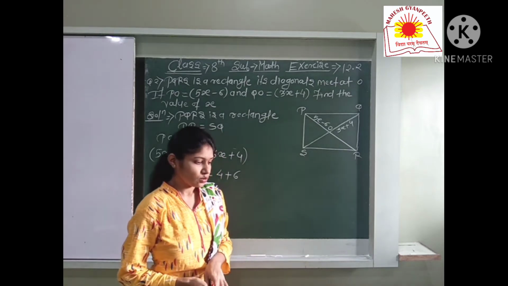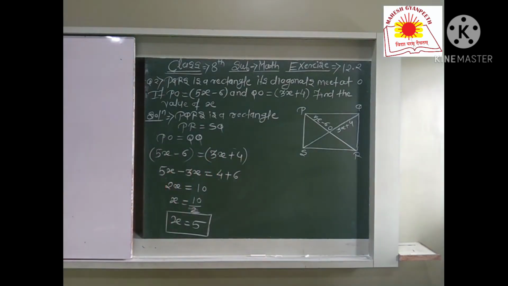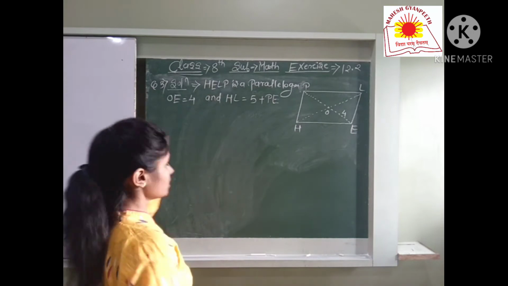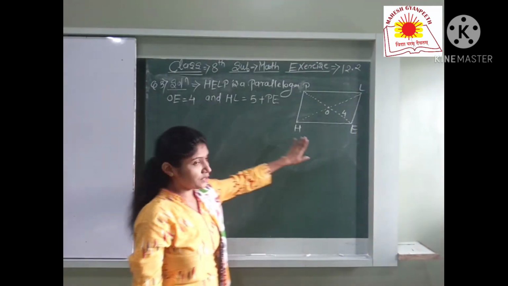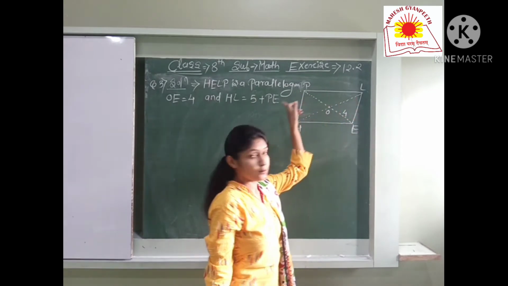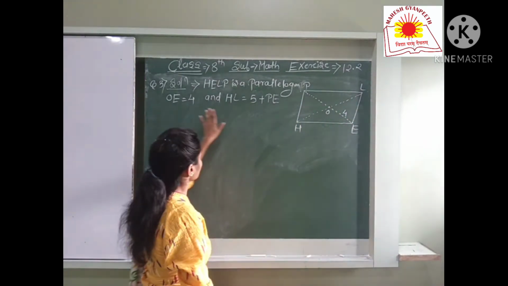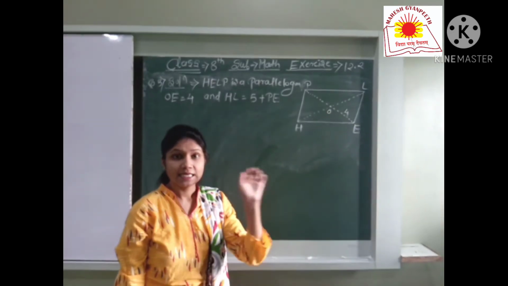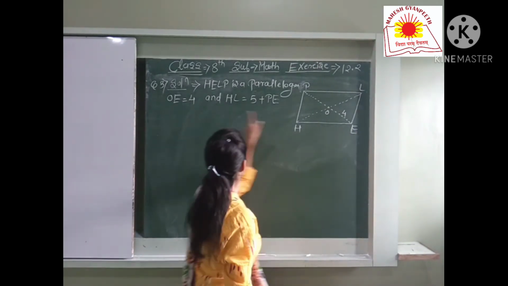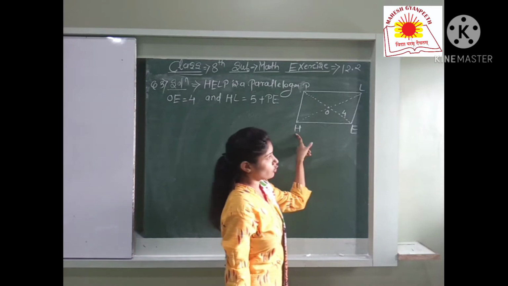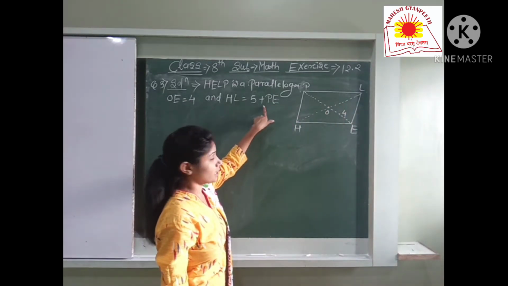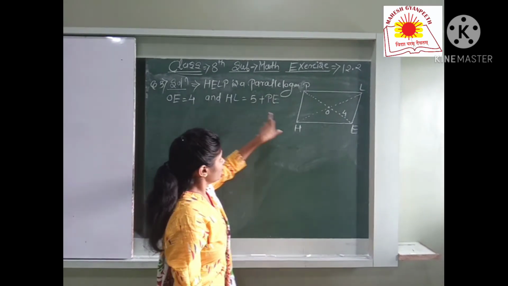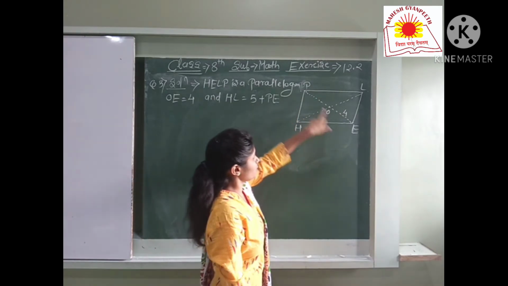Then question number 3. Now students, in this given figure, HELP is a parallelogram. The measurement of OE is given as 4 cm. The length is given in centimeters. HL is 5 more than P. This is the value of HL. What is the value of P? It is not given.